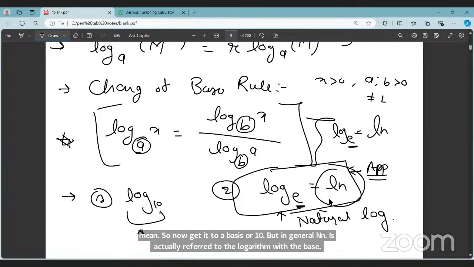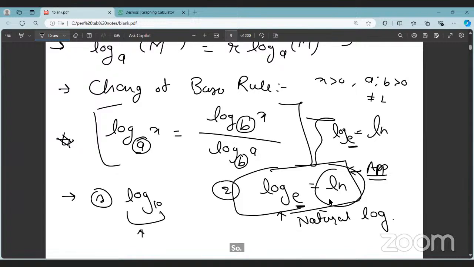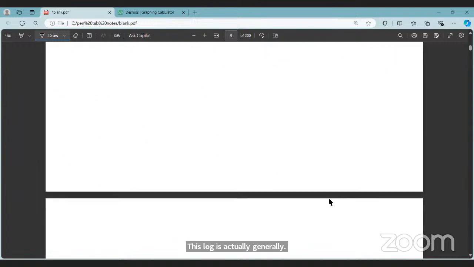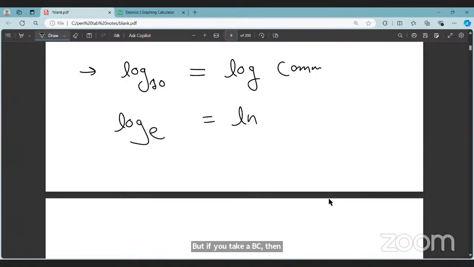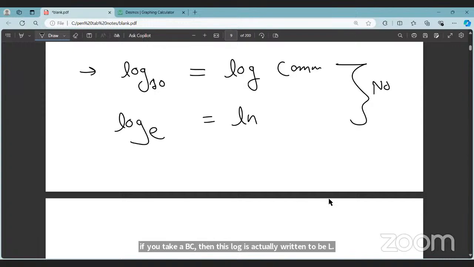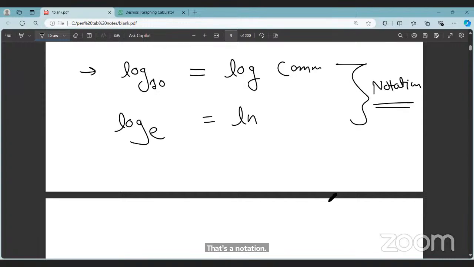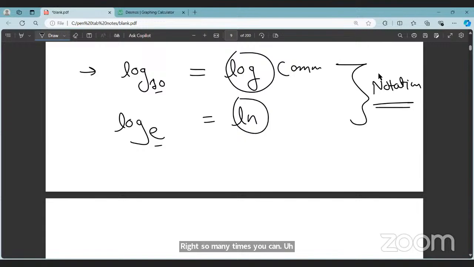Ma'am, so is that the reason? Here the base is 10. This log is generally taken to be the plain log. If we have log base 10, then in common we just use log. But if you take base e, then the log is written as ln. That's a notation, frequently used, because you don't have to write base 10 and e so many times. You can simply say it's log and it's ln.